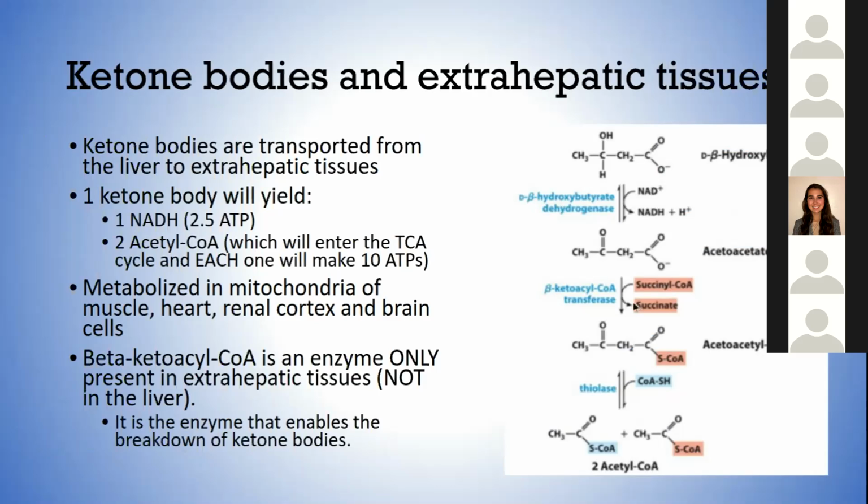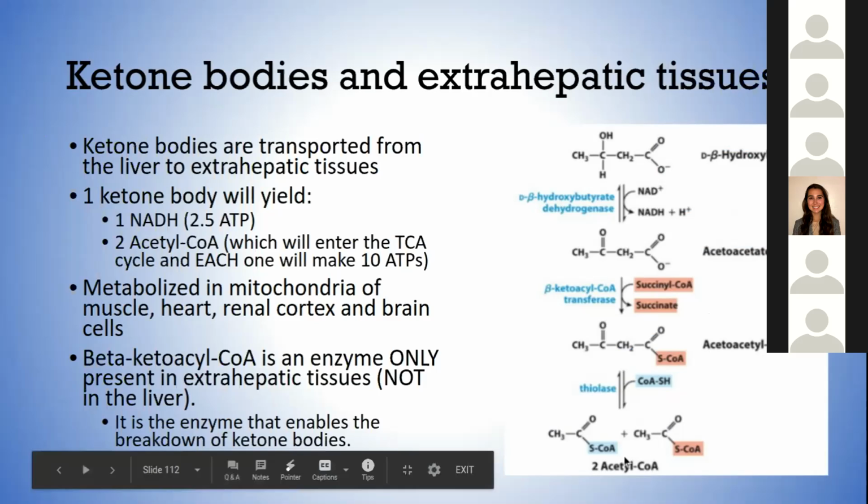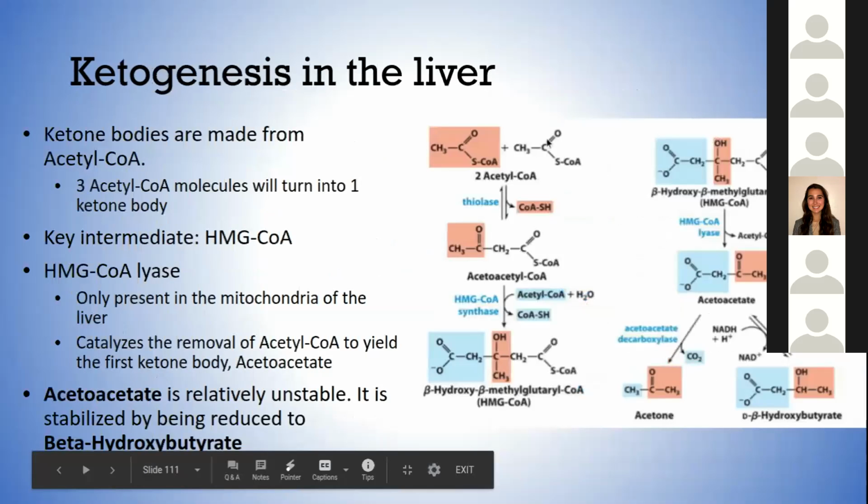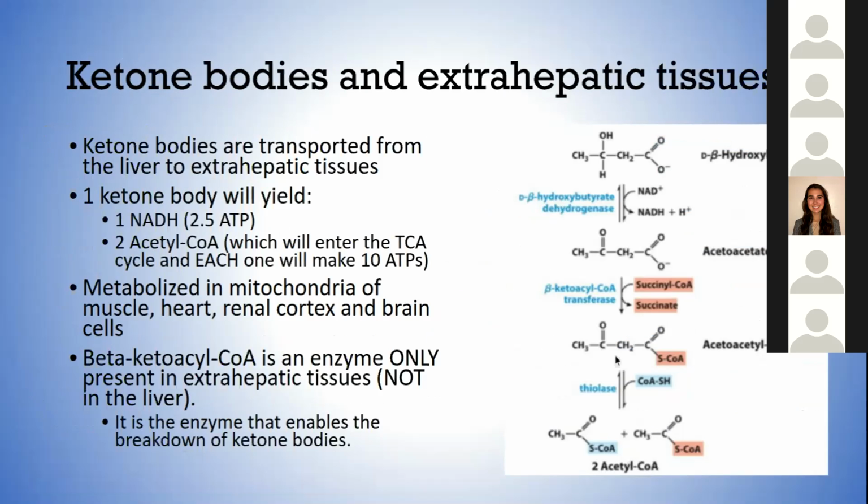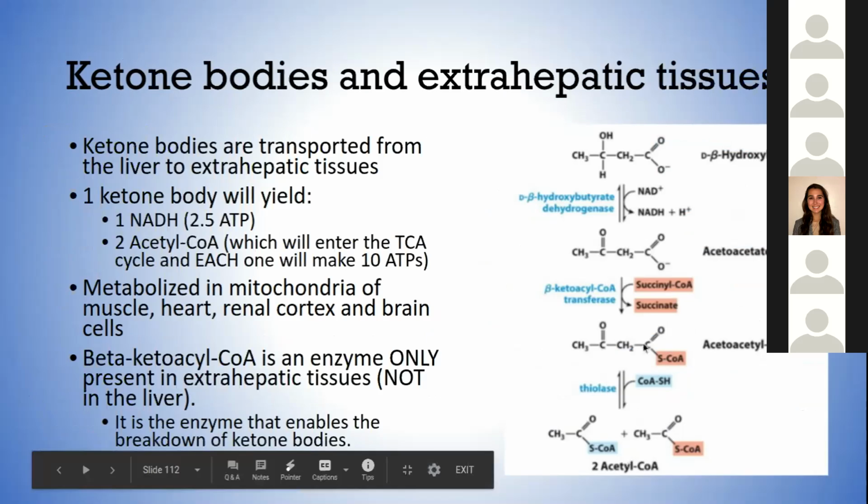And then this enzyme is also going to enable the breakdown of those ketone bodies, again, to have our final acetyl-CoAs. And I know I had a question before about thiolases. So we see here that a thiolase is going to put two molecules of acetyl-CoA together. And in this case, our thiolase is going to break that molecule down into two acetyl-CoAs. So it kind of works both ways. It just depends on the process that you're doing.